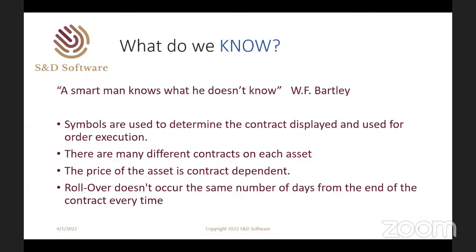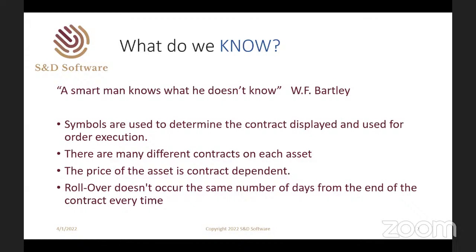So what do we know? Symbols are used to determine the contract that is displayed and used for order execution. Order execution, whenever you trade in the futures market, and symbology is what we're talking about here today. In that futures market, in order to trade, you have to have a specific contract. Well, how do you know which contract you want? Because there are many different contracts for each asset. For example, crude oil. There are contracts that go out at least 2 years every month. So that's 24 contracts ahead that I know of that they have for crude oil.